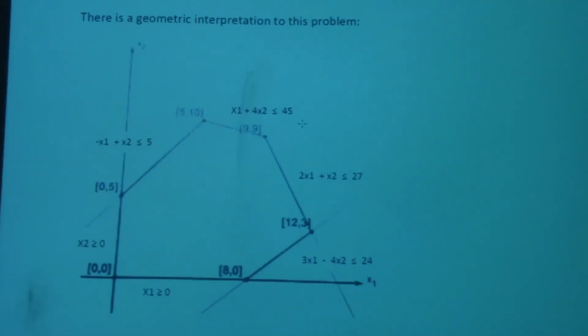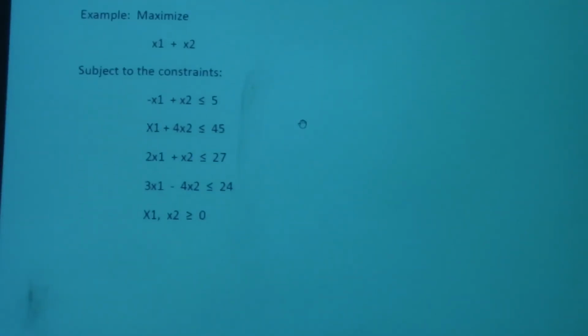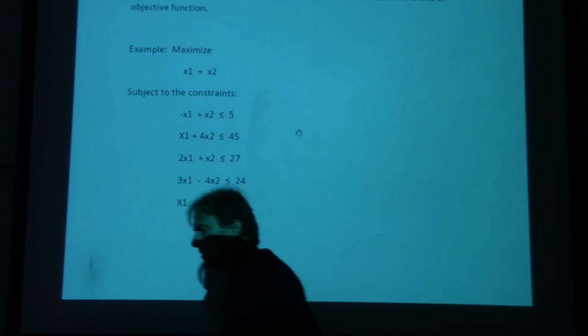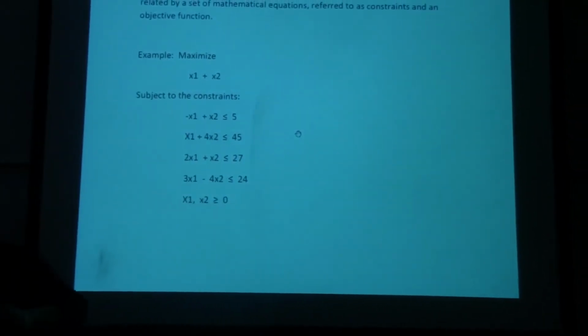So we can visualize optimizing this function by looking at what the optimal function looks like. In order to optimize the function, what we're saying is we want this function to have the highest possible value of x plus y.